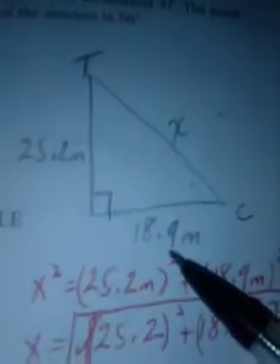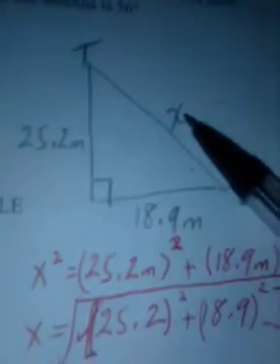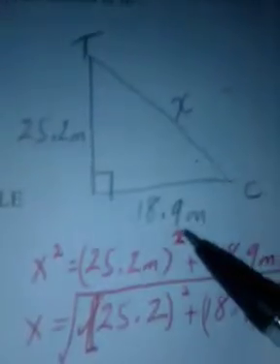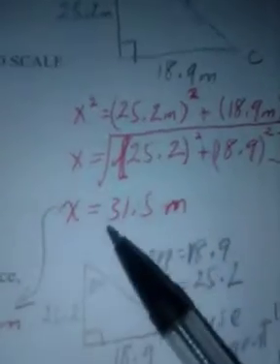Now I only have sides, so I can use something called Pythagoras. I only give you one formula. Hypotenuse squared is equal to leg 1 squared plus leg 2 squared. See that? X squared is equal to this. Now X equals the square root of whatever this is, which is equal to 31.5. So I found TC.